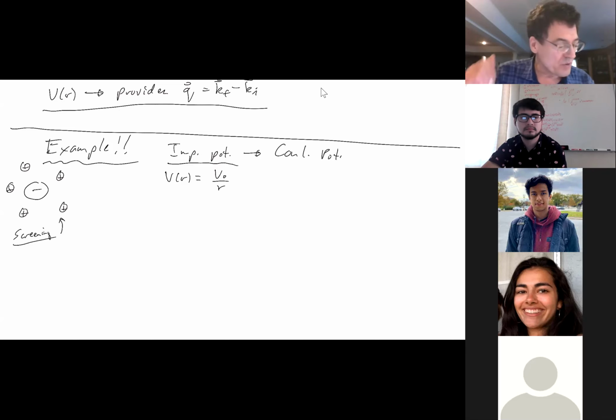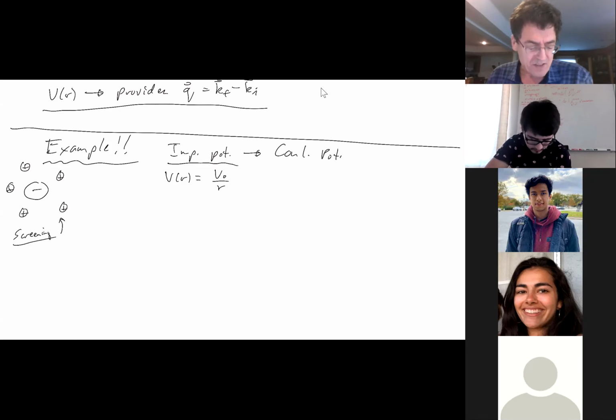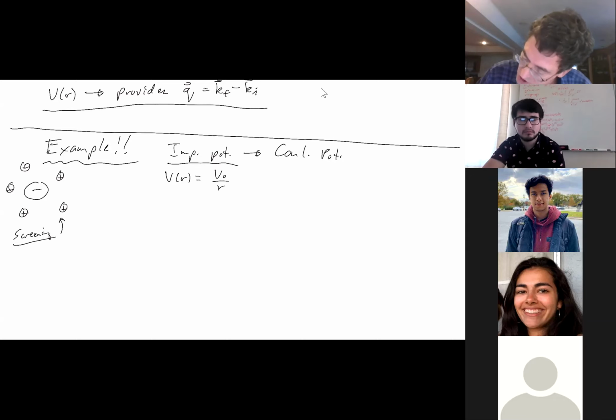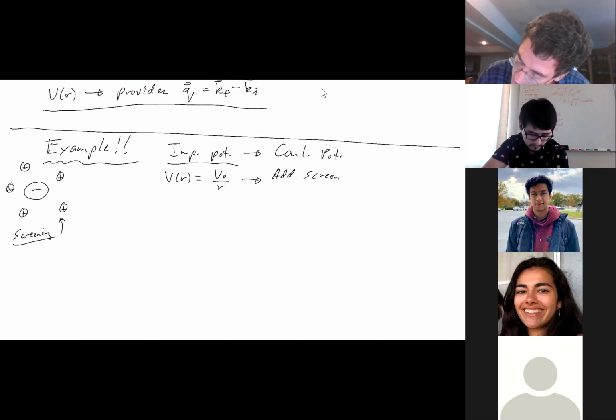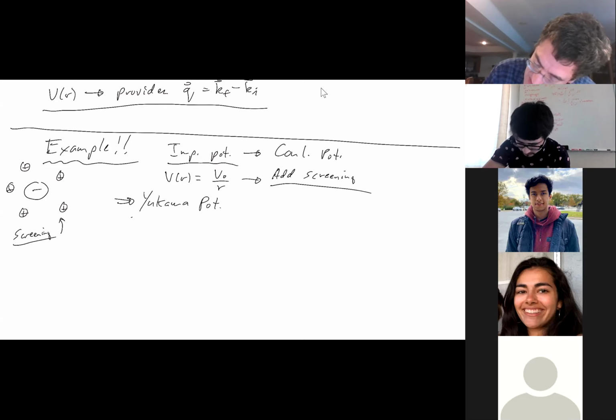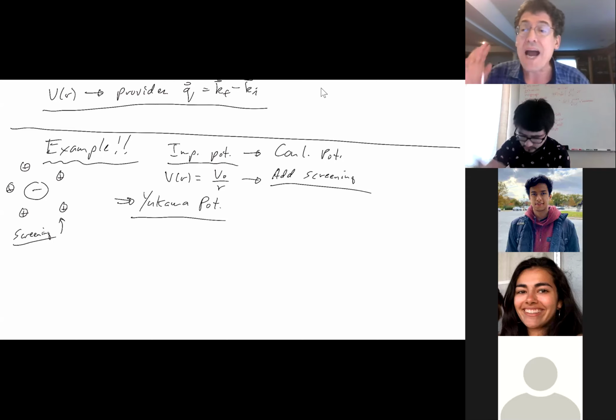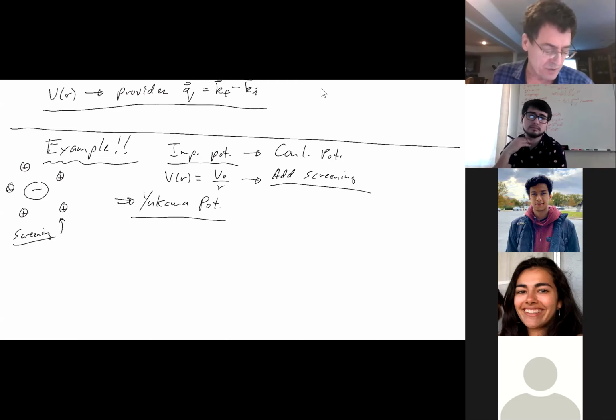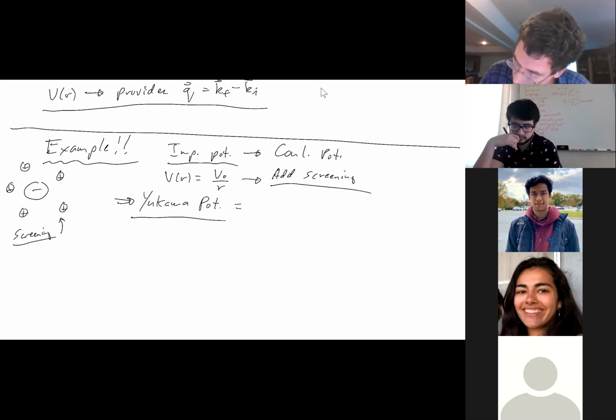And what happens when you screen a potential, and I'm not going to derive this, but it's a very famous result that you derive in solid state physics. We derive it. I don't know what other classes you derive it in, but if you add screening to a Coulomb potential and you do a little bit of math, and I'm not going to do it because that's neither here nor there, then you end up with what's known as the Yukawa potential. And so the Yukawa potential is actually much more physical than the Coulomb potential. The Yukawa potential is the one that actually happens in nature, whereas the Coulomb potential is just sort of a figment of your imagination.